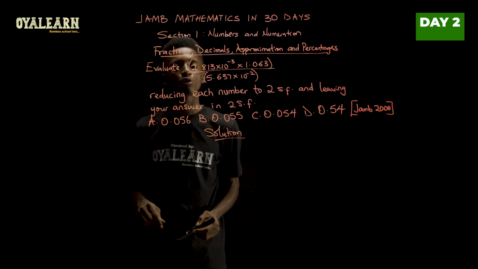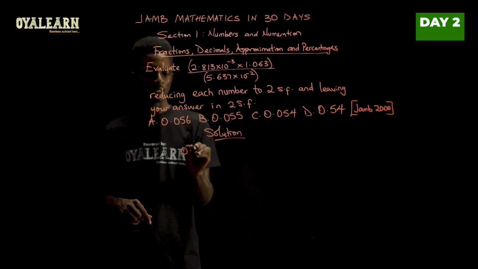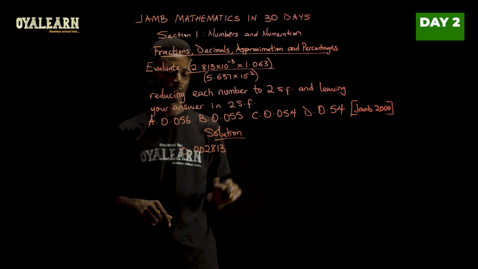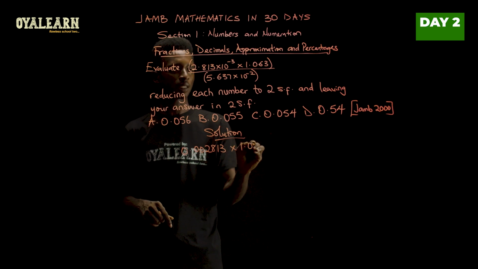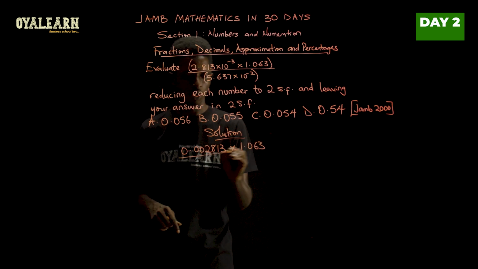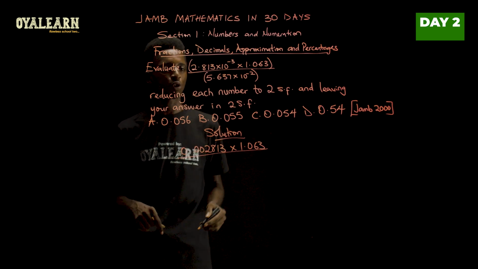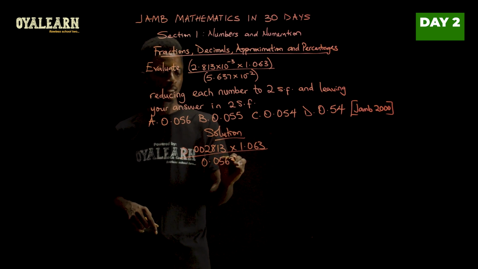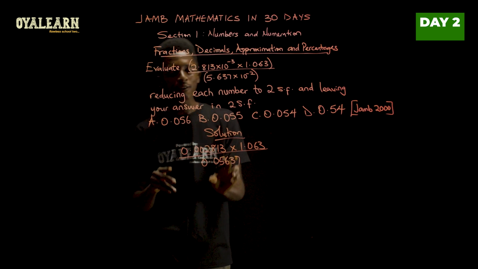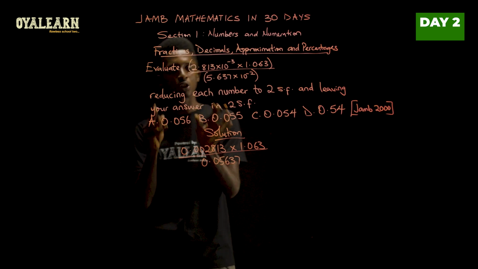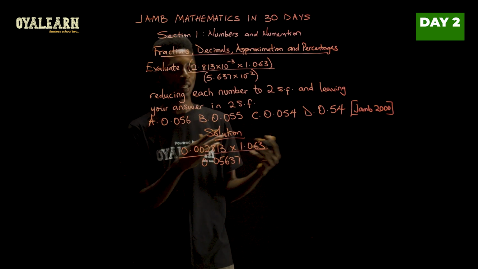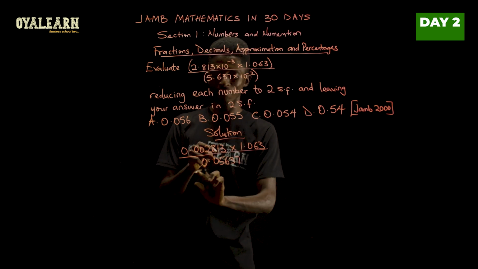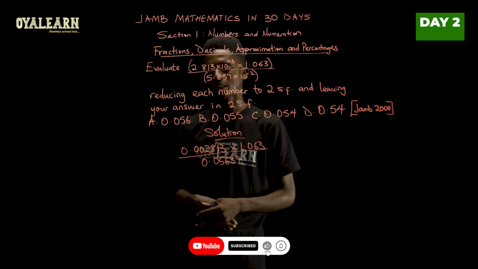Solution. Bringing this to ordinary form, you would have 0.002,813. Then we multiply this by 1.063 all divided by, now bringing this to ordinary form, we would have 0.05637. Now we have to bring this to 2 significant figures first, because the question says reduce it to 2 significant figures and then you leave your answer in 2 significant figures. However, if this instruction is not there, we would have just multiplied this straight and then divide our answer by this and then convert our answer to 2 significant figures.